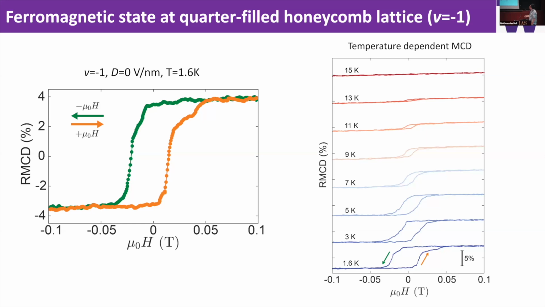So we can probe this MCD signal as a function of temperature, from the bottom to the top, and increase the temperature from 1.6 Kelvin all the way to 15 Kelvin. This gives us a measurement of the Curie temperature. It's about 14 Kelvin for the system. So I just want to emphasize a little bit about this 14 Kelvin.